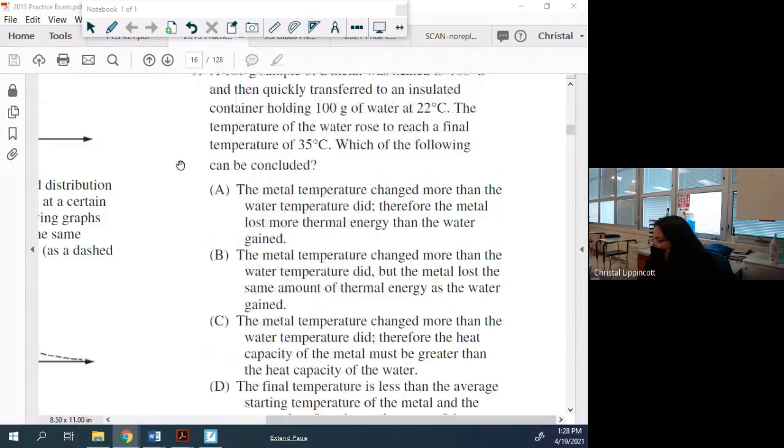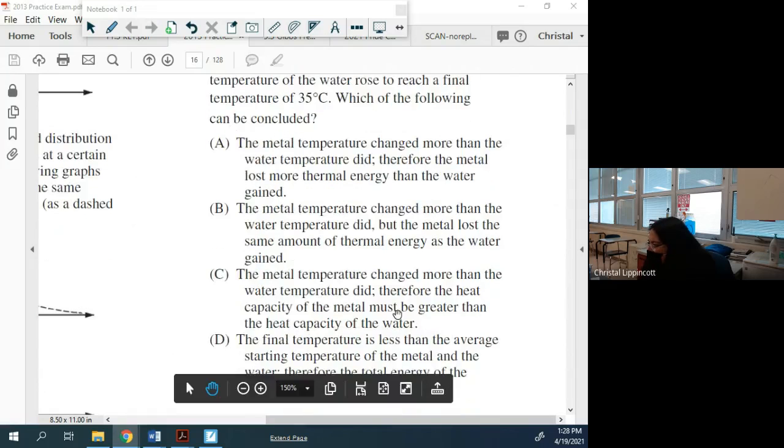So your water heated up, right? Your metal cooled down. So everything cooled down or heated up to 35 degrees Celsius. So the final temperature, this last one here, the final temperature is less than the average starting temperature of the metal and the water. Well, that's not true because the water's temperature actually went up. So I would get rid of D right away.